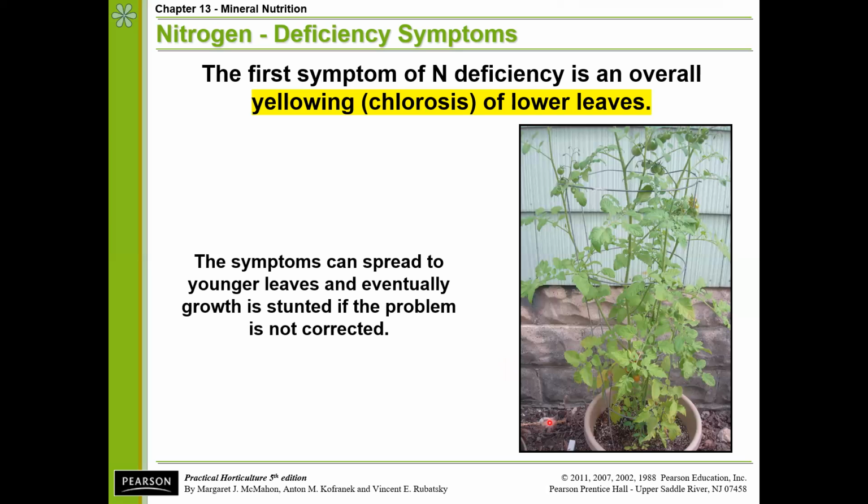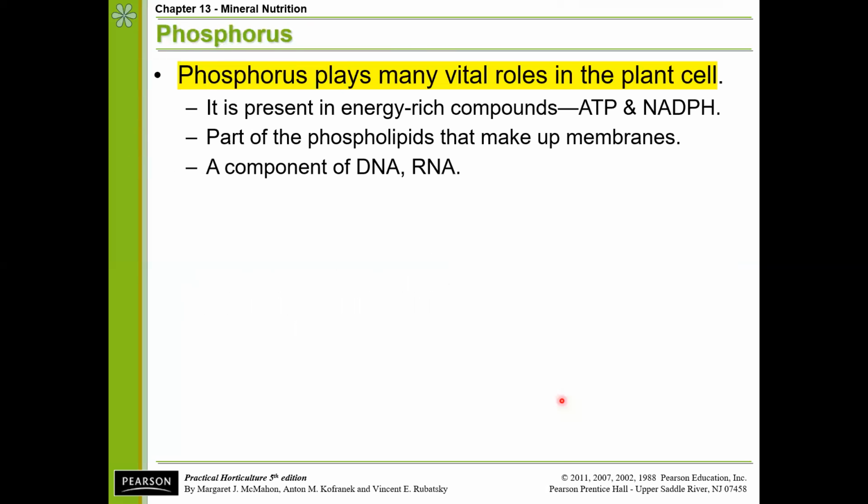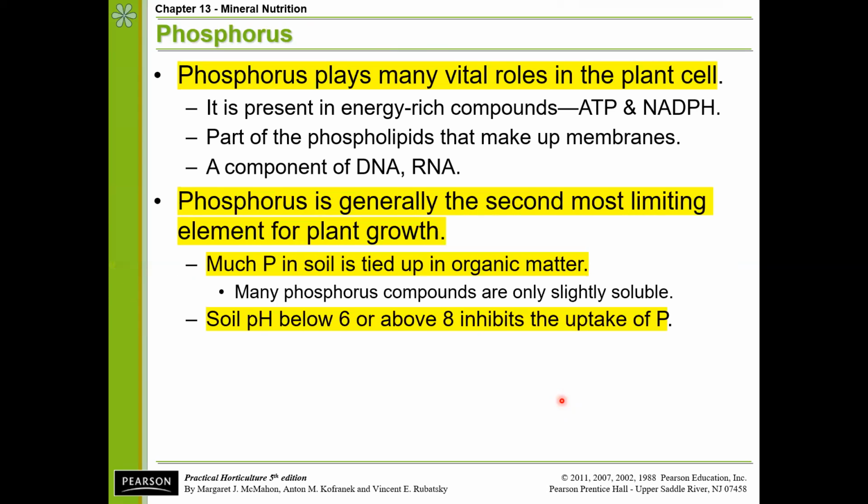If the problem is not corrected, then the plant cannot photosynthesize. It'll starve those lower leaves, and it'll continue up the plant until eventually it starves itself and dies, because it's trying to produce chlorophyll and can't do it. Phosphorus, P, on the other hand, plays many vital roles in the plant cell, as we mentioned. We consider it the second most limiting element for plant growth. And that's usually because most of the phosphorus that is naturally in soil is tied up in organic matter.